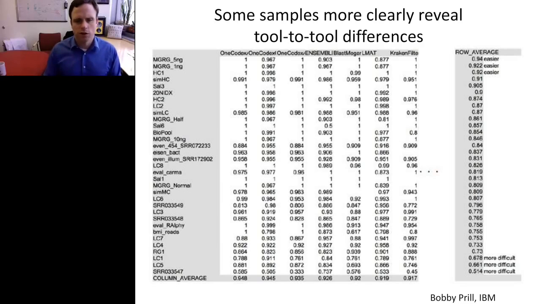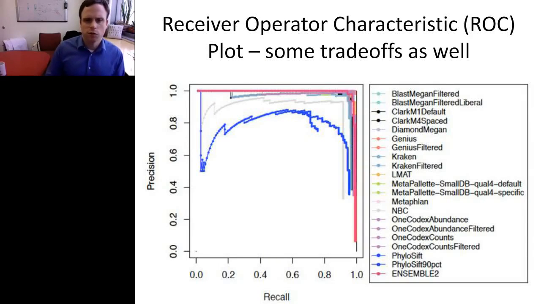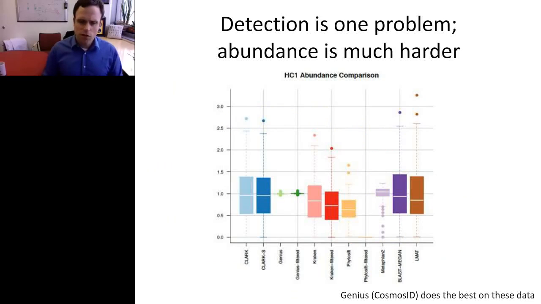You can see here what we see for the average positive predictive value for these different tools. And moreover, if you do a ROC plot, a receiver operator characteristic plot, you can see there are other trade-offs for different tools. These are not the final versions of these plots. We're doing some updated code for new samples, but you can see there are some trade-offs there as well. So that's on the detection side.